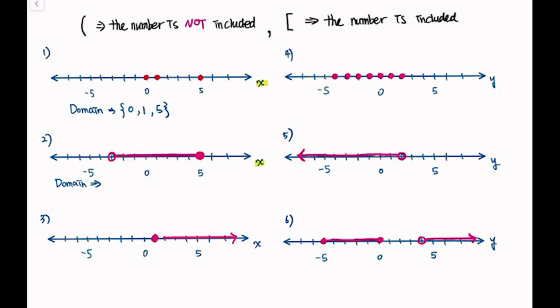The number starts from -3 and it ends at 5. However, the value does not include -3, so we can use the regular parenthesis here and write which number it starts at, comma, and we can write where it ends, which is 5. And as it includes the 5, we can use the square parenthesis.